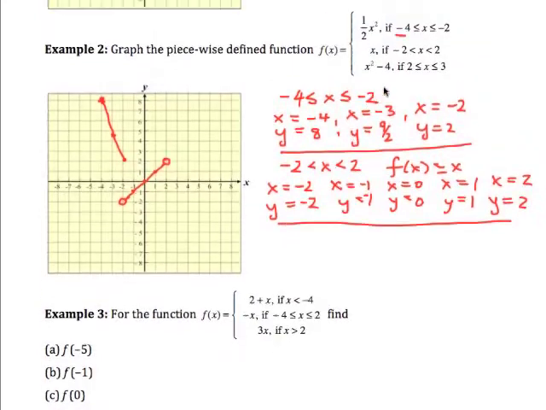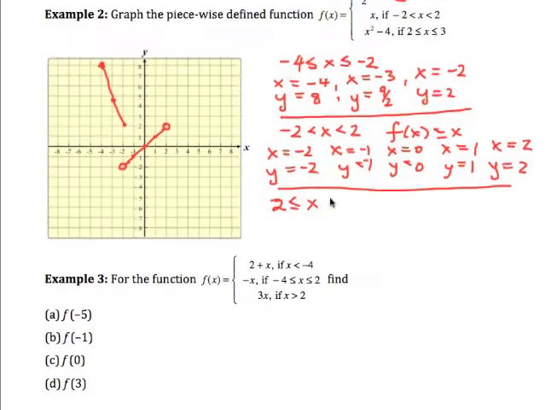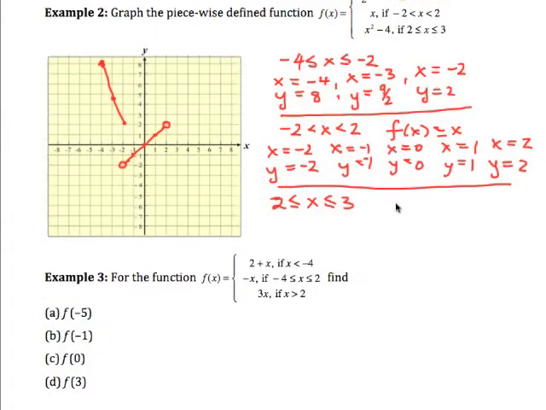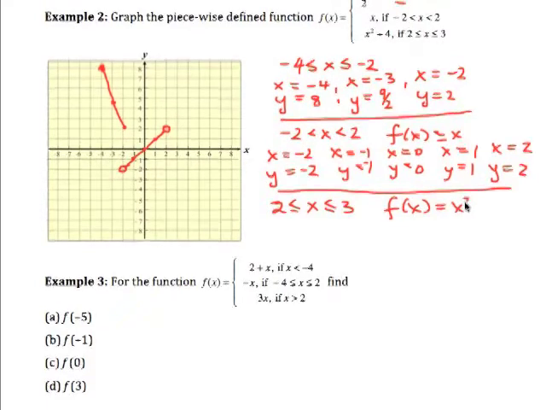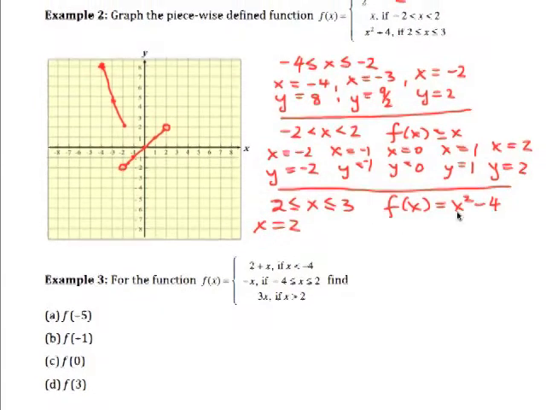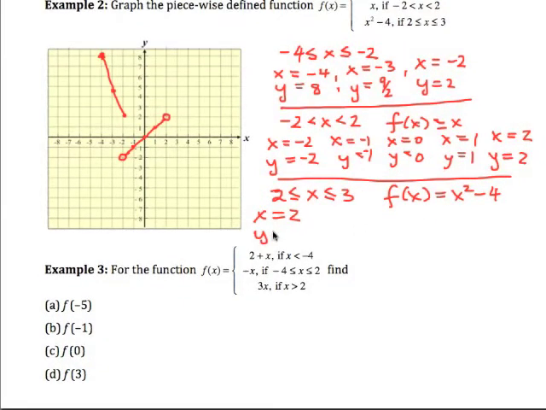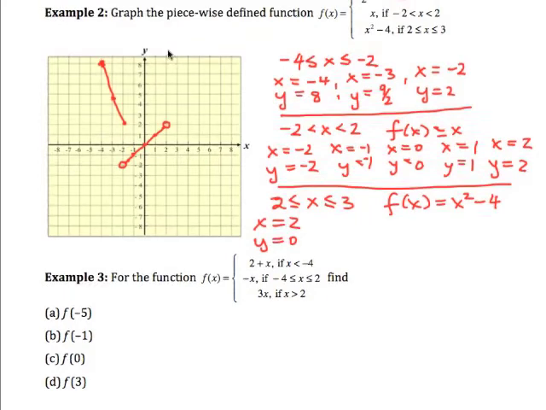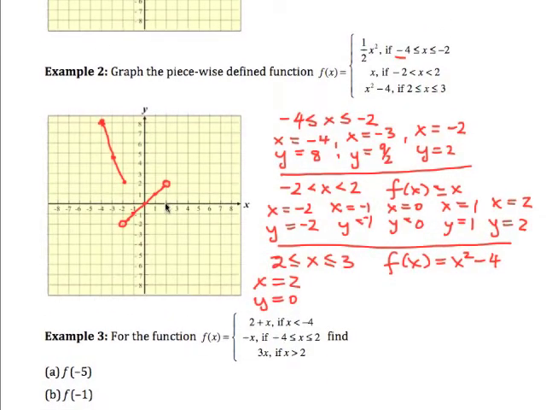Now the next part of the domain is between 2 and 3. And this time the function we're looking at is f of x equals x squared minus 4. Alright, so we're allowed to have 2 here. So when x is equal to 2, we would have 2 squared is 4, minus 4 is 0. Right, so I'd have (2, 0), which of course is right here.